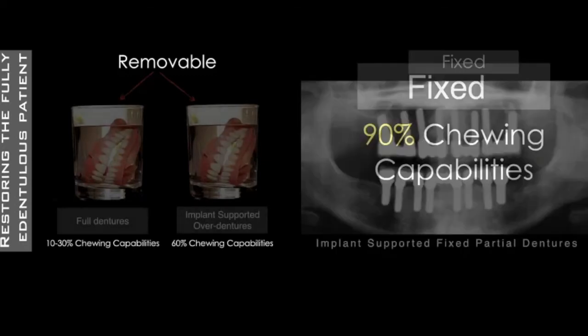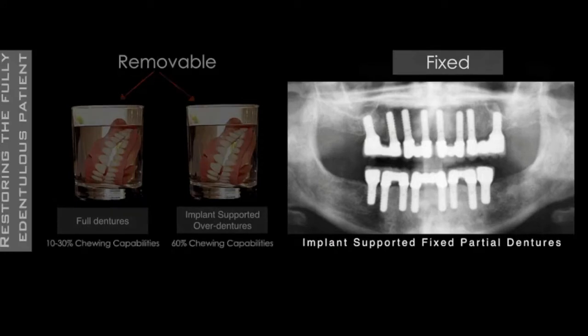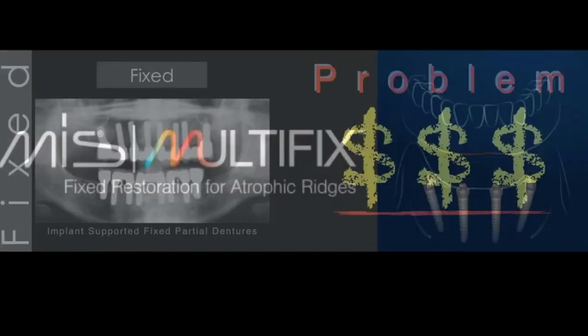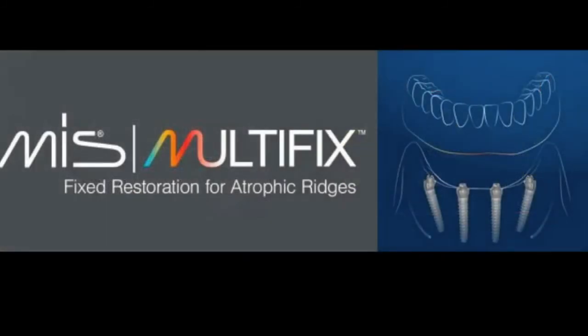What is the problem with going fixed? The problem is finances. And for that, a multi-fix system, or otherwise known in the market as an all-on-4 and so on and so forth, is going to help you to look at those atrophic ridges. In this particular case, and just make a pause in here, we could go rather quickly in this segment, because just a couple of you are going to be doing this procedure, so I'm not going to spend too much time, but you eventually will get there.